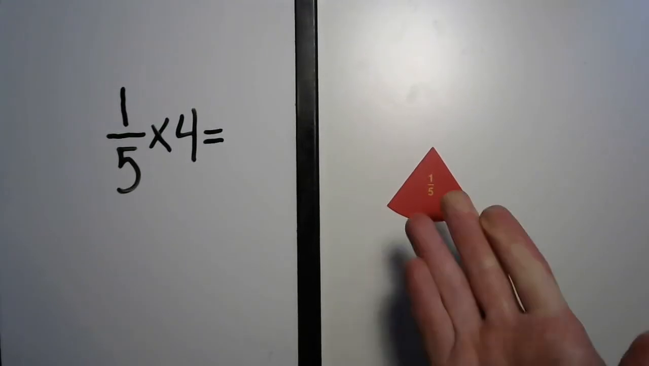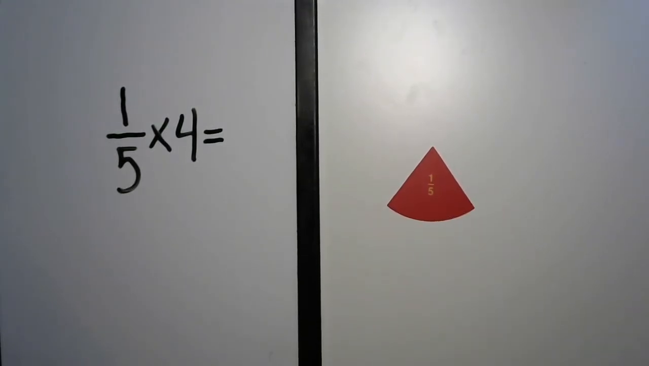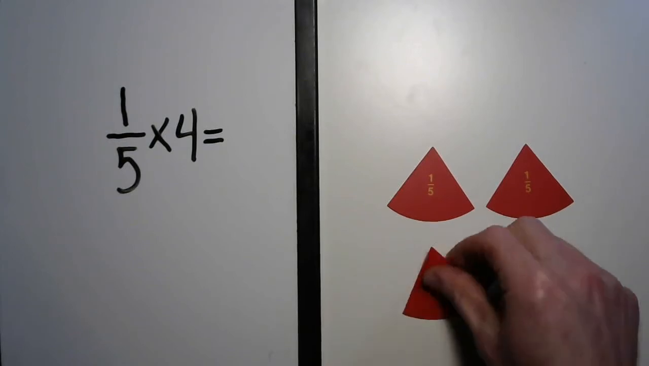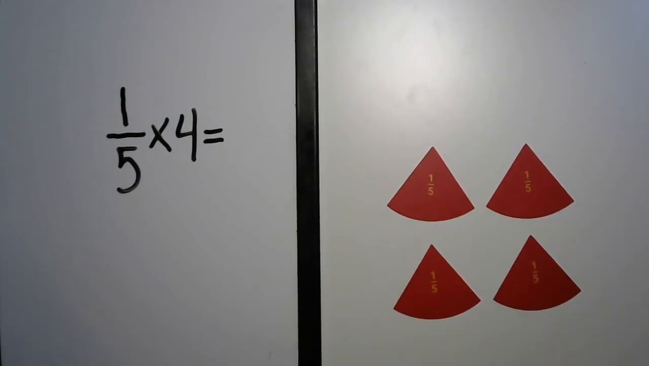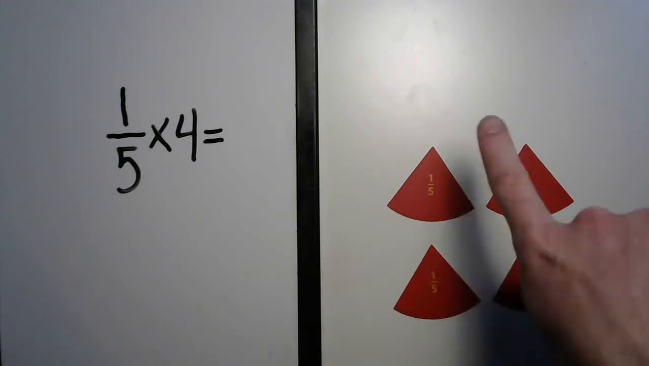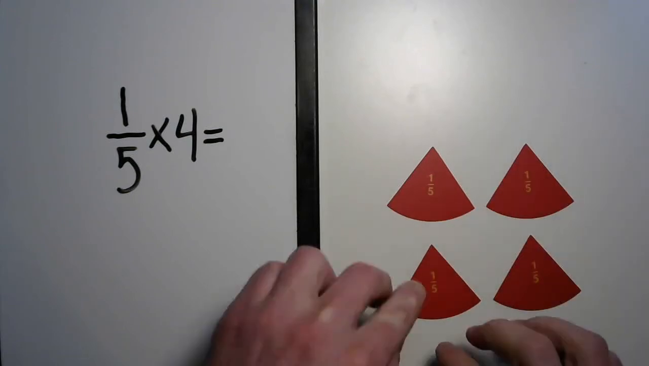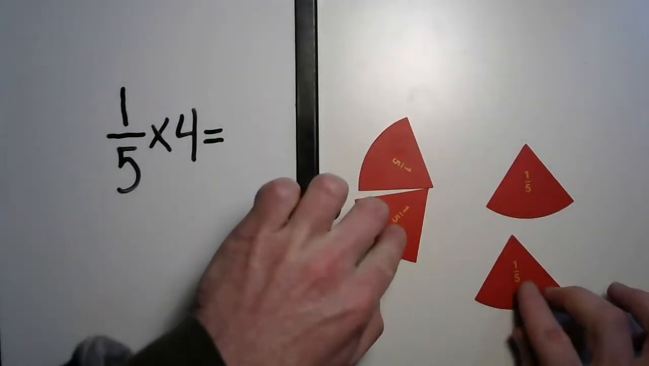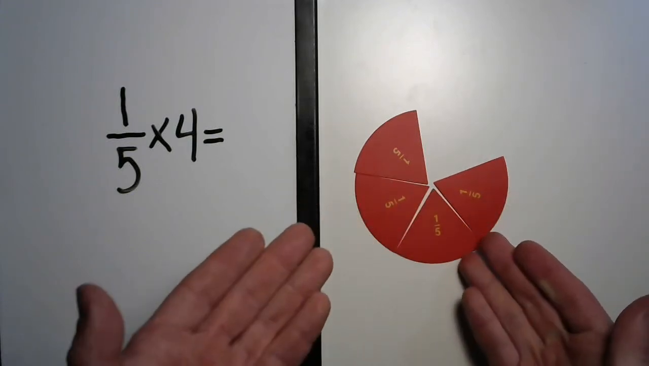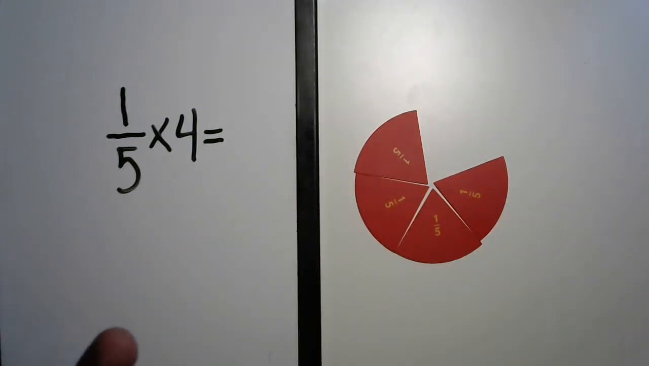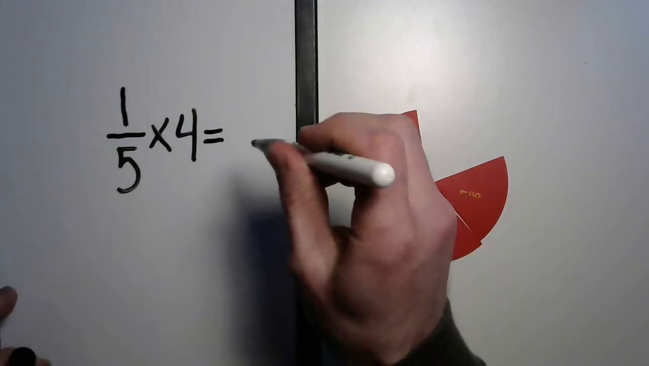1/5 times 4. Well, we have one of them. And now we have it taken twice. And taken 3 times. And taken 4 times. So now we have 4 of them. We've multiplied 1/5 by 4. Let's put them together and see what we can make. It hasn't really made anything extra special. We still just have 4/5.